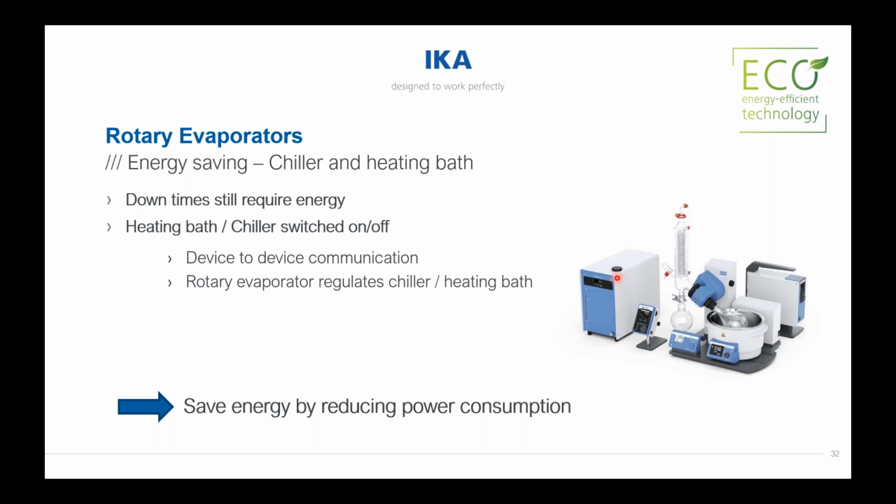So we also have the possibility of device-to-device communication. This means the rotary evaporator can regulate the chiller and also the heating bath. So you can determine if the heating bath, for example, should be switched off after your distillation process, because you know you will not need it for the next hour because you have a break, or you can say, okay, I will use it again afterwards, so I will just leave it on. This gives you the possibility to save energy by reducing your power consumption, through this device-to-device control and the regulation of the rotary evaporator, your heating bath and also your chiller.